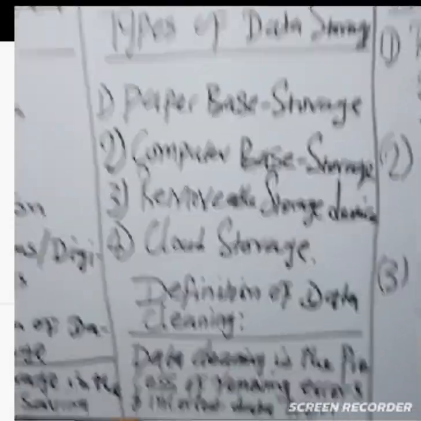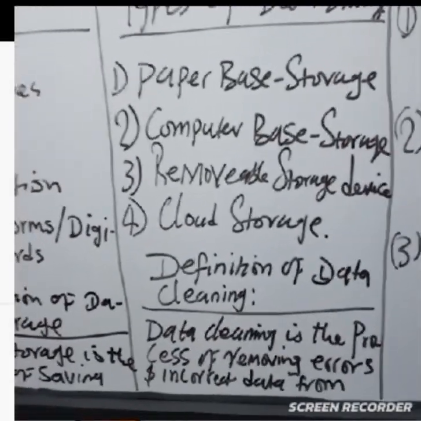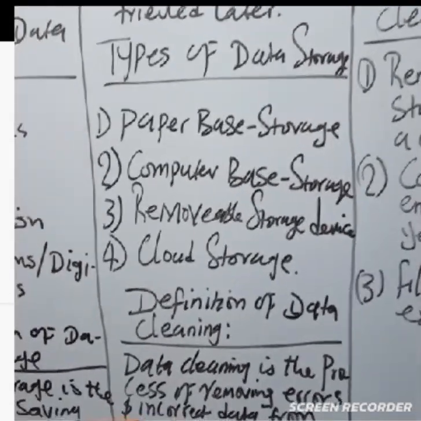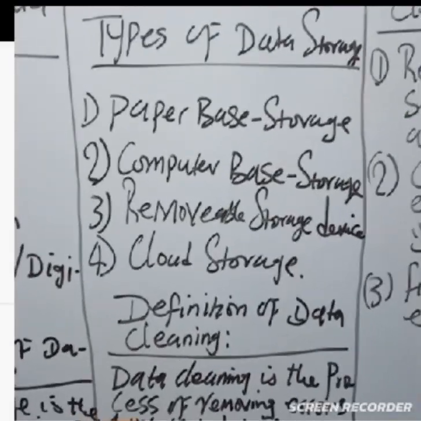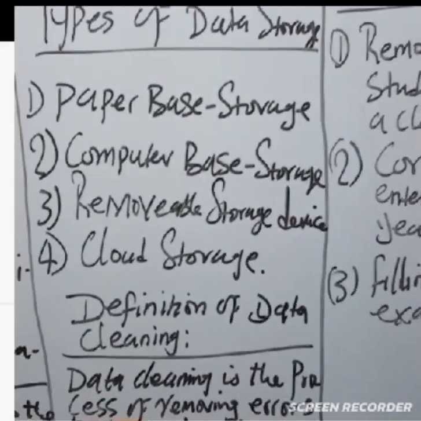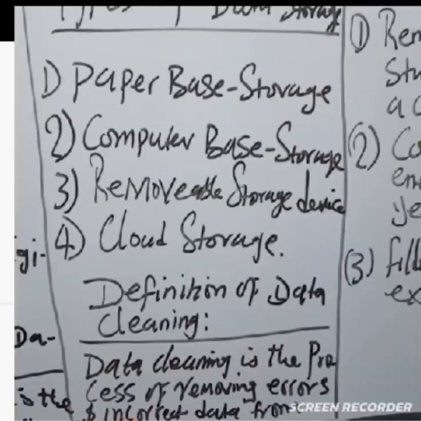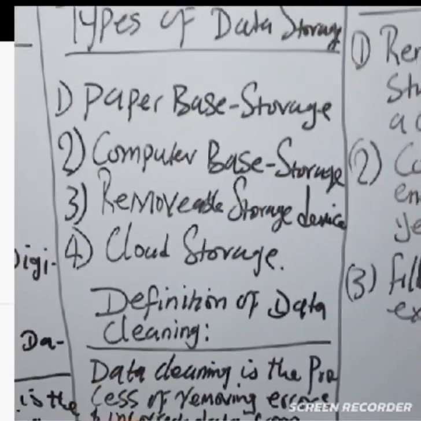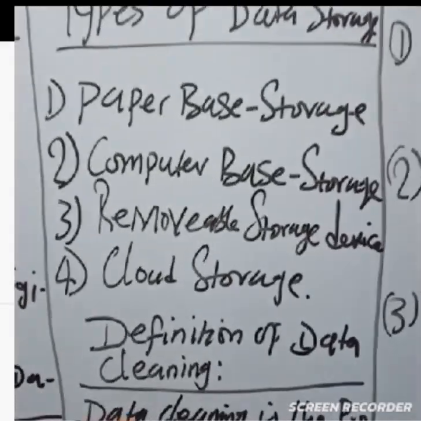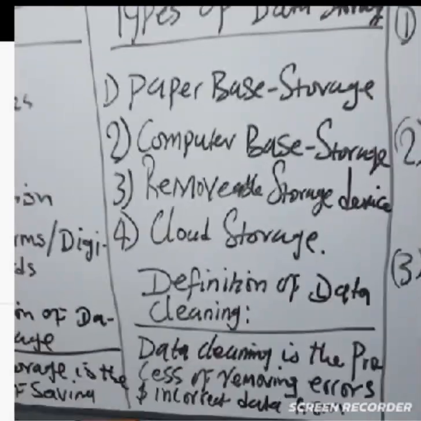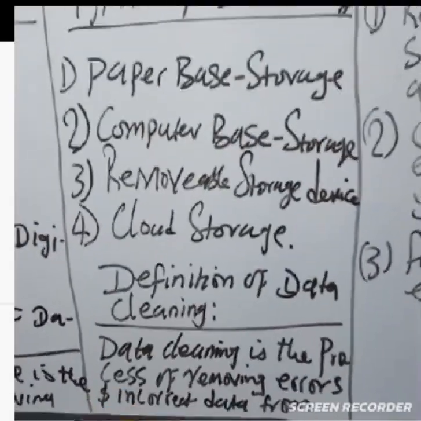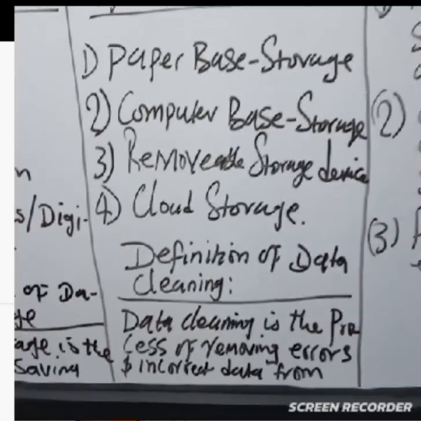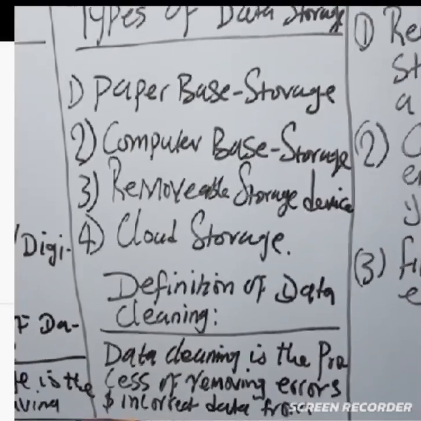We have computer-based storage. Number two, computer-based storage. This uses electronic devices to store data digitally. Examples: school results saved on a computer, photos saved on a laptop, databases used in offices. Is that taken? Those are the examples of computer-based storage.